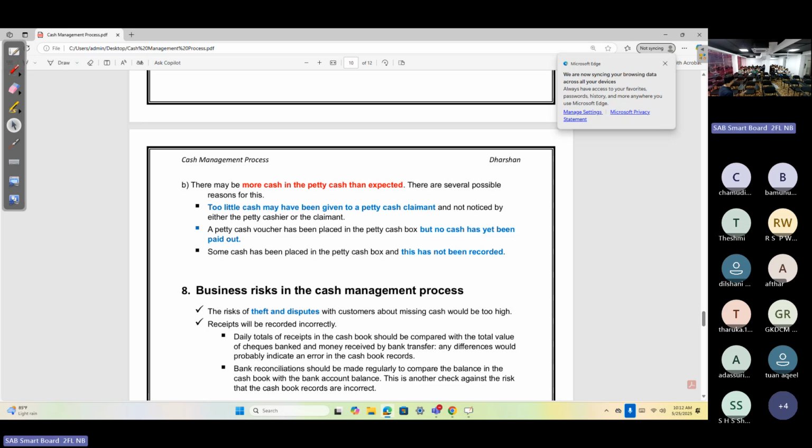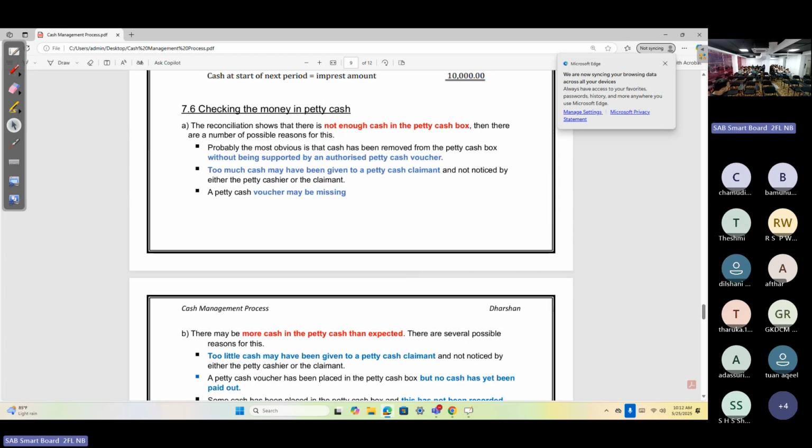More money has been given, but it has not been recorded. Then petty cash balance will go up. Petty cash box balance will go up. Actually, according to your records, you have given only 8,000, but actually you have given 10,000. Then automatically petty cash box the amount will be higher than book balance. Clear? Any confusion? So here you should remember only one area. Then, if you remember only 3 points, you can write 6 points opposite side of that 3.